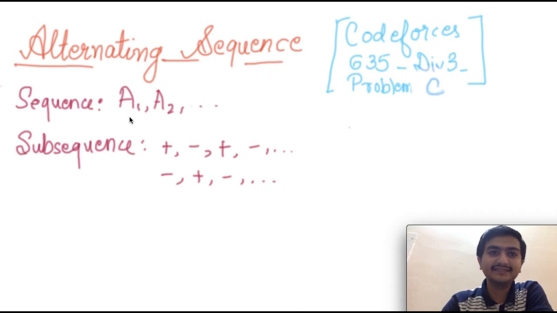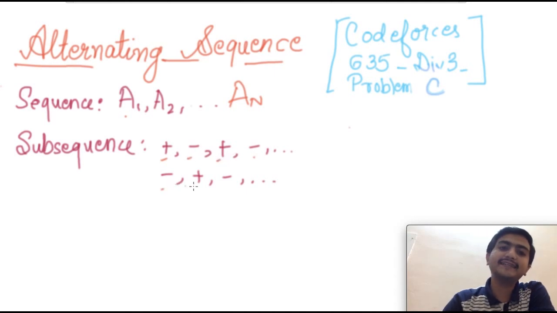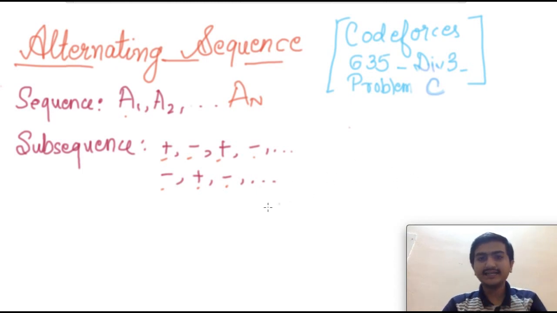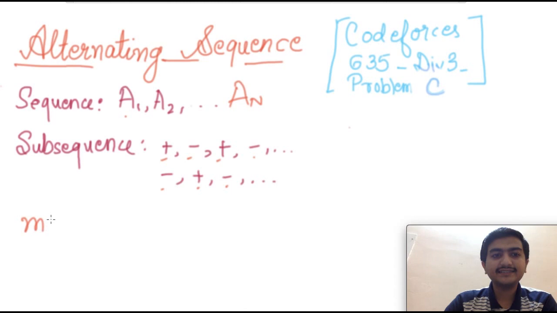You are given an input array A containing A1 to AN, right? And then you have to choose a subsequence of array A such that it is of alternating signs. So it means if the first one is positive, the second one is negative, the third one is positive, and so on, or it could start with negative, positive, and so on. And then the task was to find the maximum sum of maximum length.